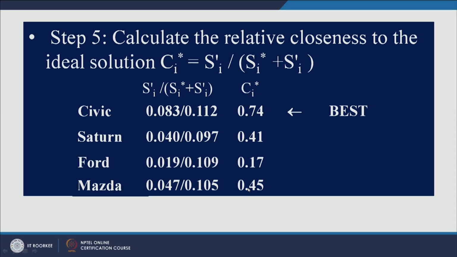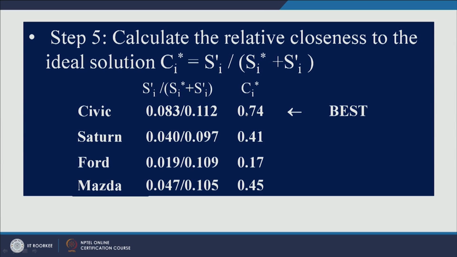So, which car would you select at the end of the day? Civic car, right. Why? Because this solution is closest to the ideal solution and farthest from the negative ideal solution, and this value is highest in this particular column. So, you would be selecting the Civic car. I hope you have understood the TOPSIS method, and you can apply the same method to any other example also.